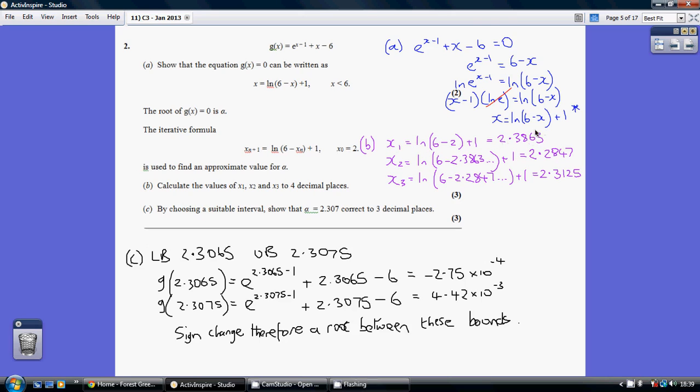So this is x1. Now to find x2, we're just substituting x1 into the same formula, and to find x3, we're substituting our x2 into the formula. So there's our x1, our x2, and our x3.